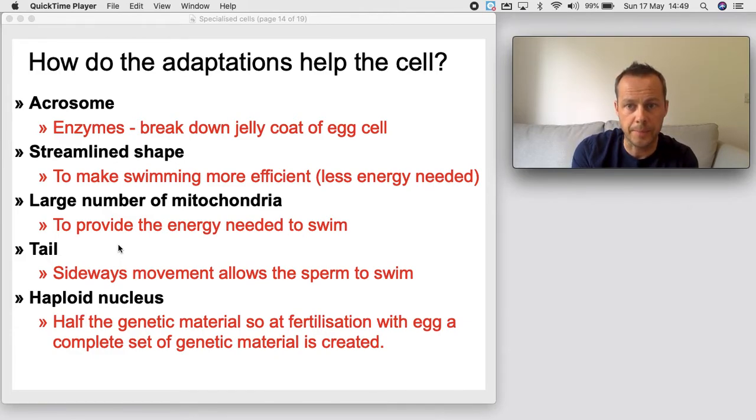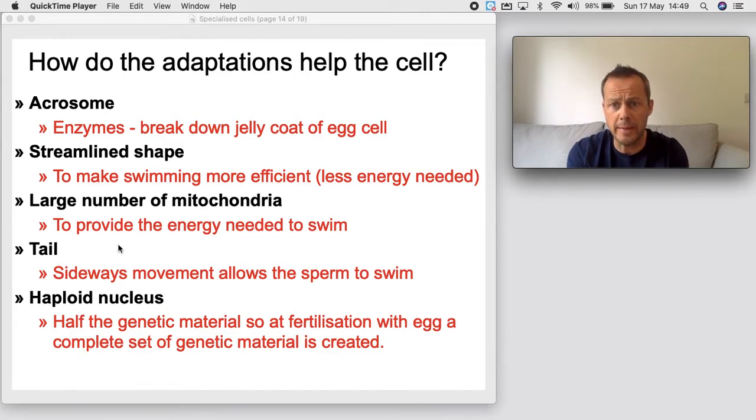the egg cell. Now, linking in with that, a sperm cell, if it needs energy, it needs that part of the cell that helps release energy, which is the mitochondria. So there are large numbers of mitochondria in sperm cells to release that energy for the sperm to swim towards the egg. A sperm cell has a tail. Now that tail allows it, by having a sideways movement, to be able to swim.